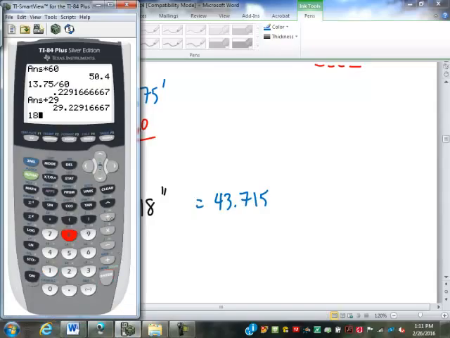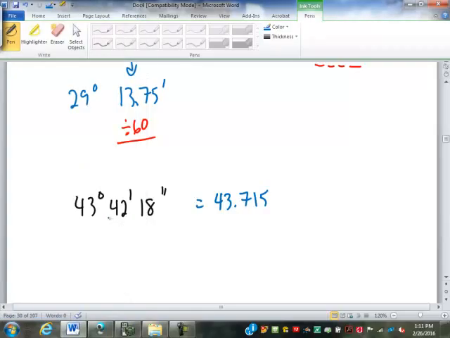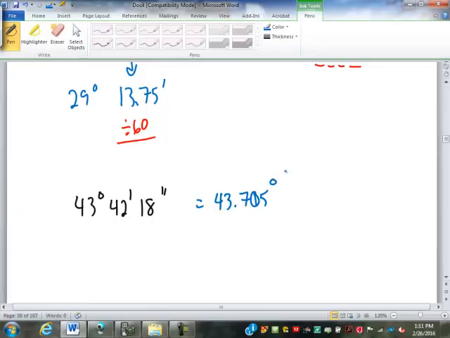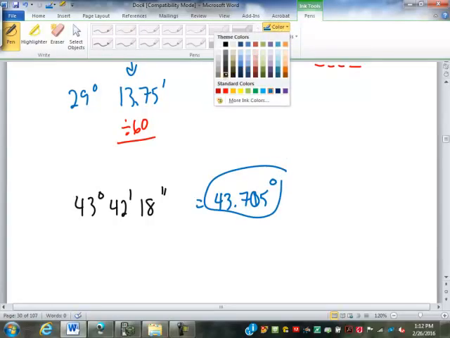So it's 18 divided by 60 is going to give us 0.3. Then we're going to add the 42 to it. So 42.3. We're going to divide by 60 again to convert that into degrees. So 0.705 plus the 43 degrees. So 43.705 decimal degrees. How you guys feeling about these so far?